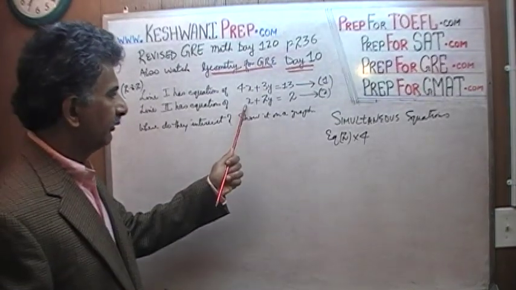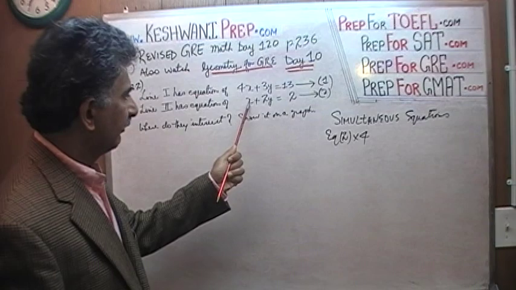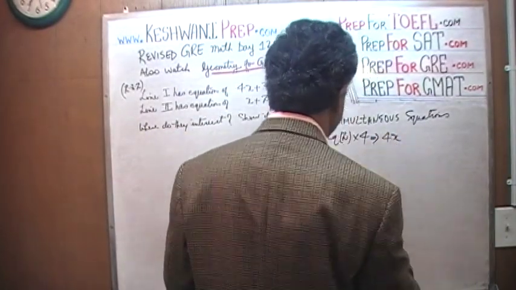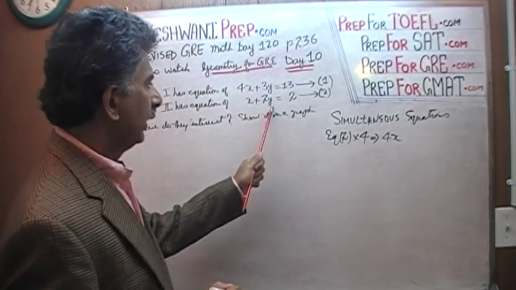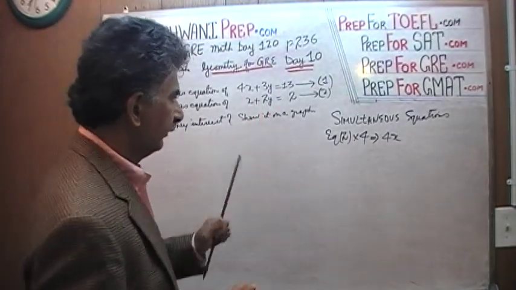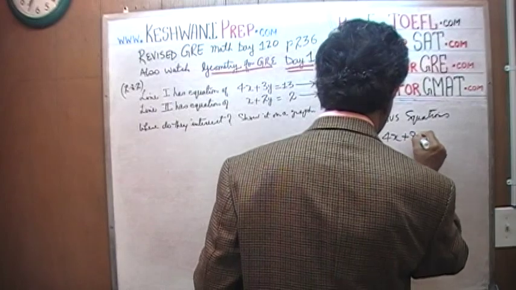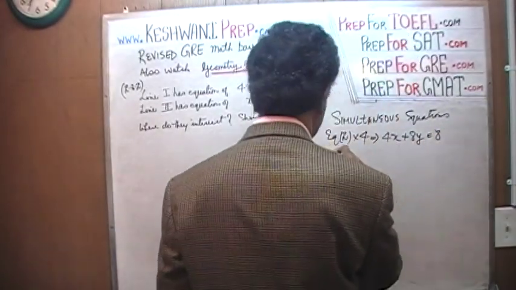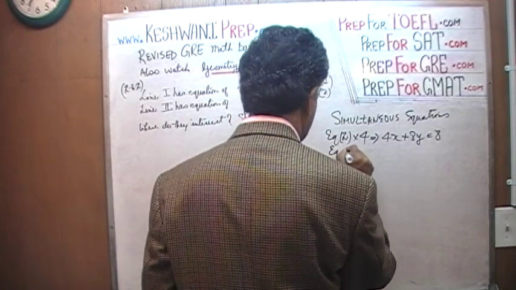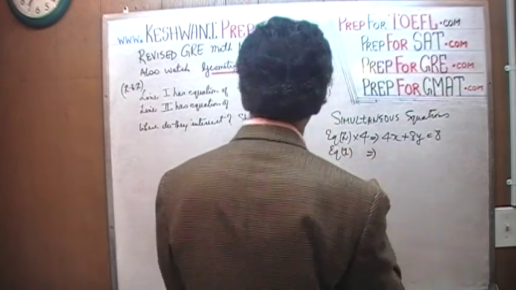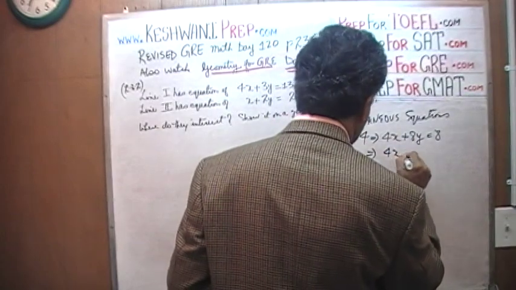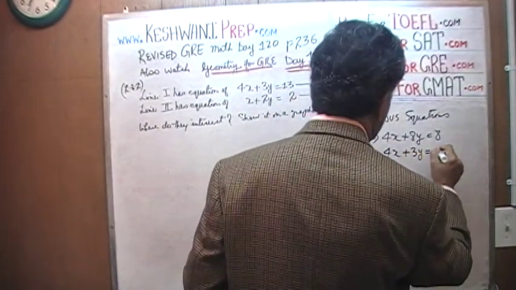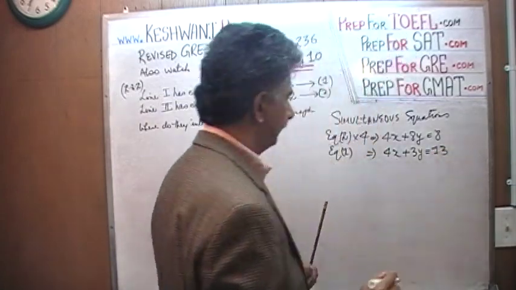So equation 2 times 4: 4 times x is 4x, 2y times 4 is 8y, and 2 times 4 is 8. And now we have our equation 1, which is simply 4x plus 3y equals 13. That's all.